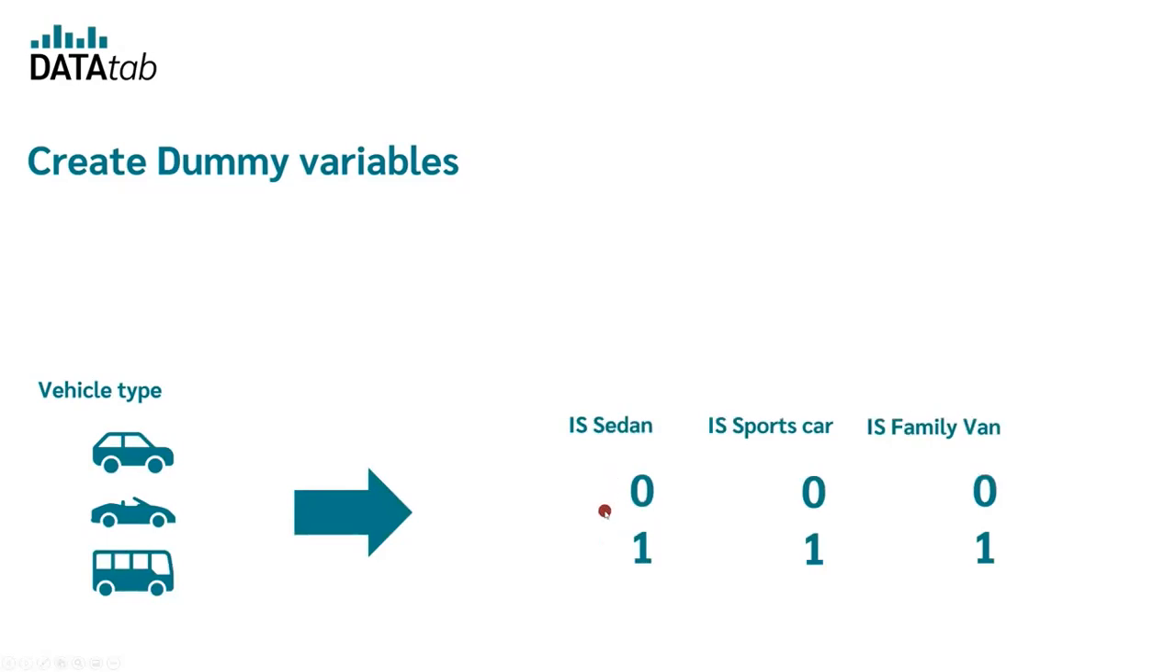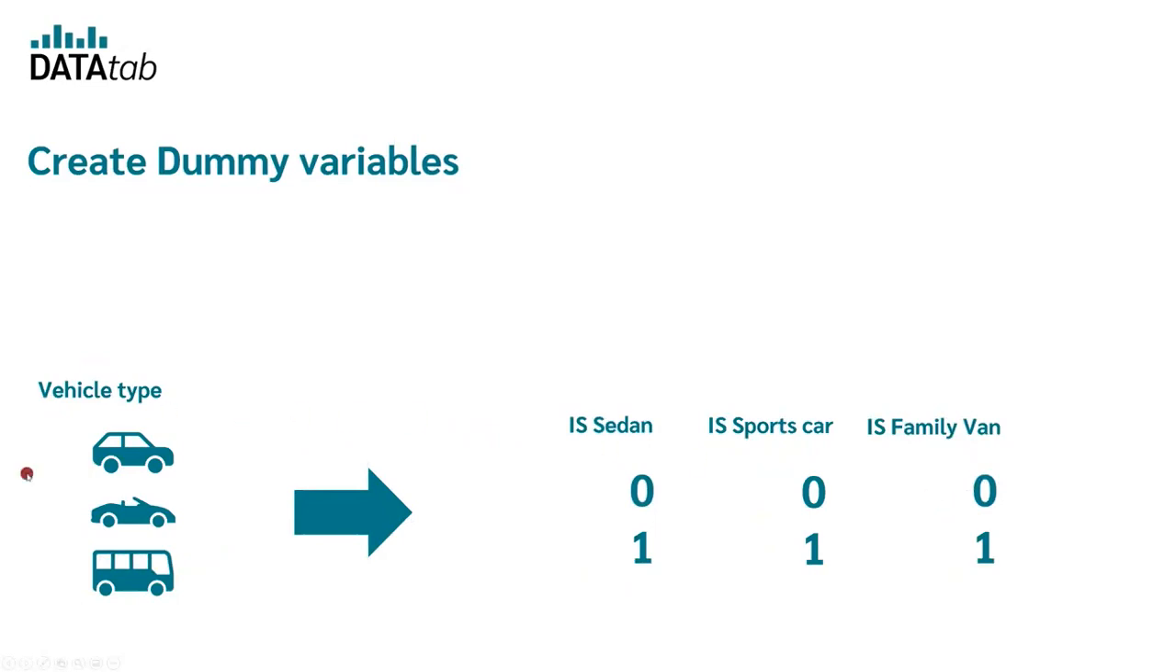These characteristics are 0 and 1, or yes or no. So here we have our vehicle type with the characteristics sedan, sports car and family van. Now we create one new variable for each characteristic. First we create the variable, is it a sedan, yes or no. Second would be, is it a sports car, yes or no. And our third variable asks, is it a family van, yes or no.